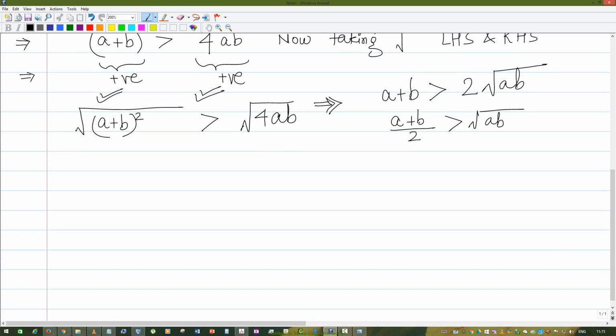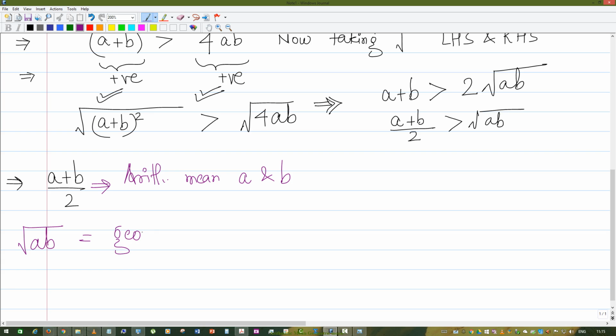And now students, we can very well see that a plus b over 2 is nothing but the arithmetic mean of two quantities a and b. And under root of ab is the geometric mean of two quantities a and b. So we have just proved that arithmetic mean is greater than geometric mean.